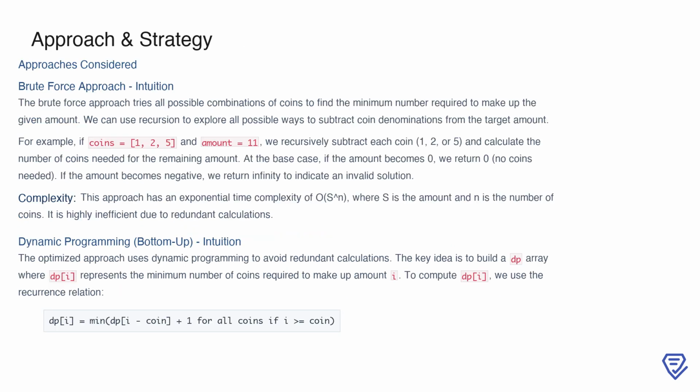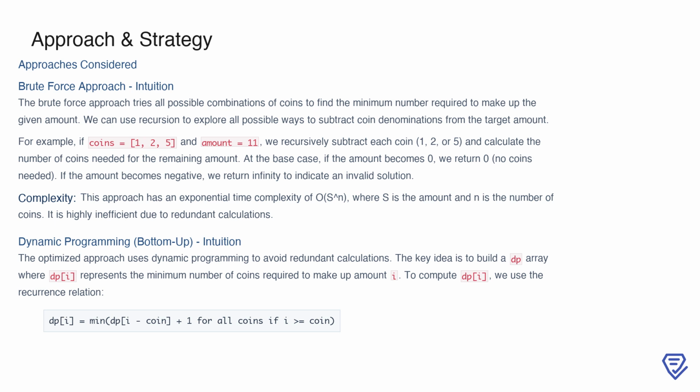To tackle the coin change problem, we first consider the brute force approach. The intuition here is straightforward. We try all possible combinations of coins to determine the minimum number required to make up the given amount. Using recursion, we explore every way to subtract each coin denomination from the target amount. For example, with coins 1, 2, 5, and an amount of 11, we can recursively subtract 1, 2, or 5 from 11 and calculate the coins needed for the remaining amount.